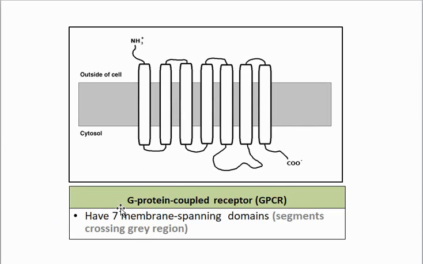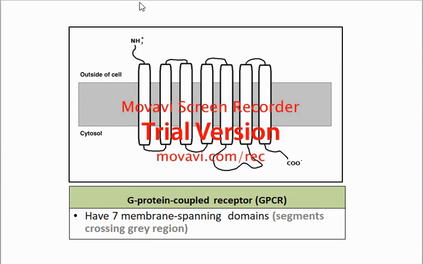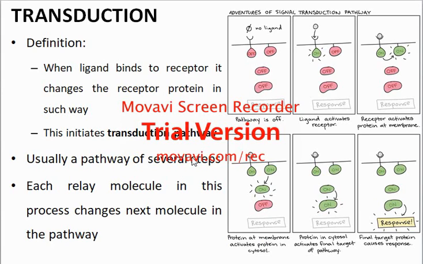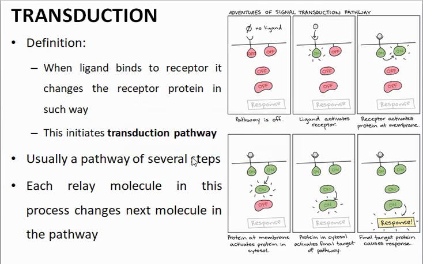This is an example of a membrane receptor, which is named the G-protein coupled receptor, GPCR. GPCRs have 7 membrane-spanning domains, as shown by the 7 segments crossing the gray region that represents the plasma membrane. When the signaling molecule binds the receptor, it changes the receptor protein in some way. This change initiates the process of transduction.